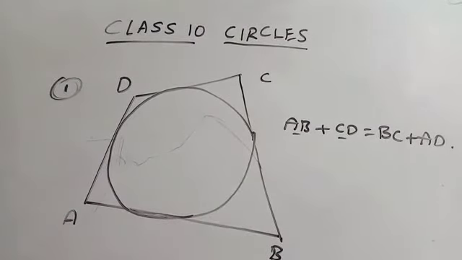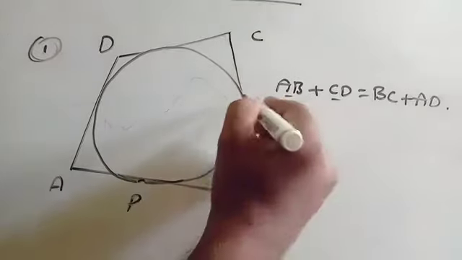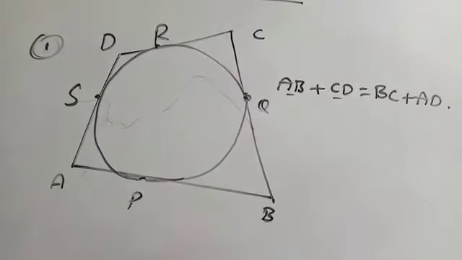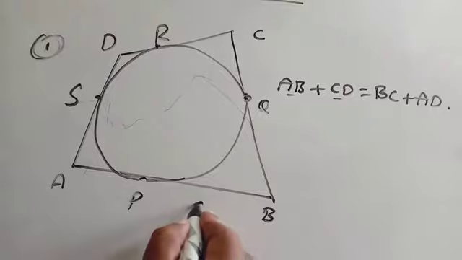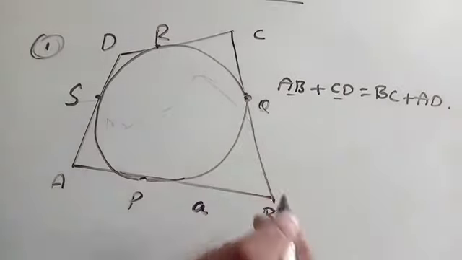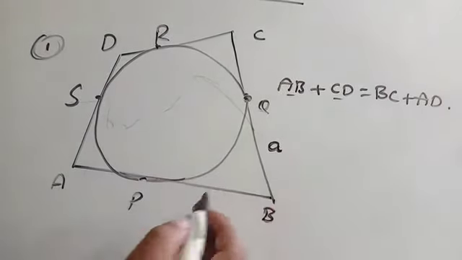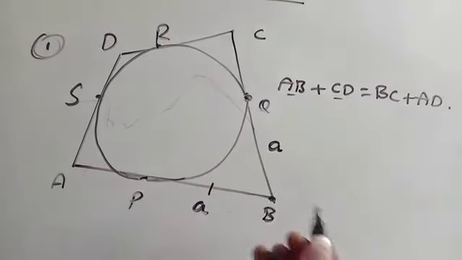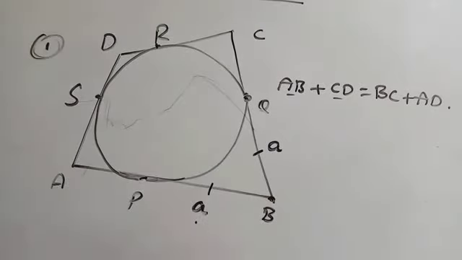Okay, now how to prove? Listen. Let us say these touching points are P, Q, R and S. Now I am assuming side PB is a. Then what is the length of side QB? That should also be a. This is the application of the property. Correct or not? From point B, I am drawing two tangents BP and BQ. Both lengths should be equal. Yes or no? So if BP is a, QB is also a.